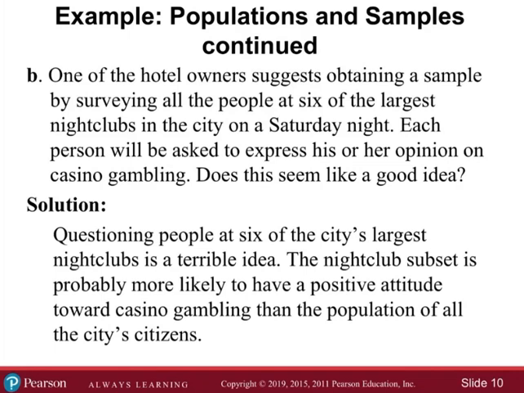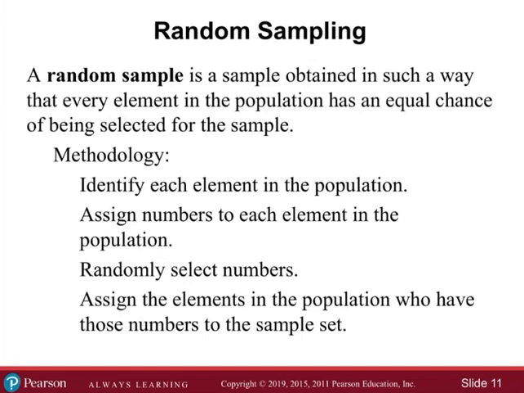Questioning people at 6 of the city's largest nightclubs is a terrible idea. The nightclub subset is probably more likely to have a positive attitude toward casino gambling than the population of all the city's citizens. Okay, that makes sense. A random sample is a sample obtained in such a way that every element in the population has an equal chance of being selected for the sample.